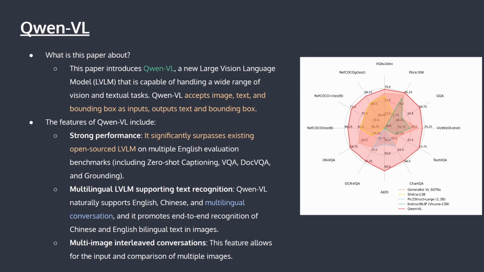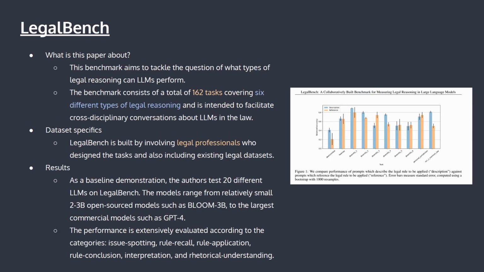Okay? Right. And the next paper I have to introduce to you guys is called LegalBench. So what is this paper about? This benchmark aims to tackle the question of what types of legal reasoning can large language models perform, right? So this is moving towards the utilization of large language models in law. So it might be able to help lawyers, judges, right? All that sort of stuff.